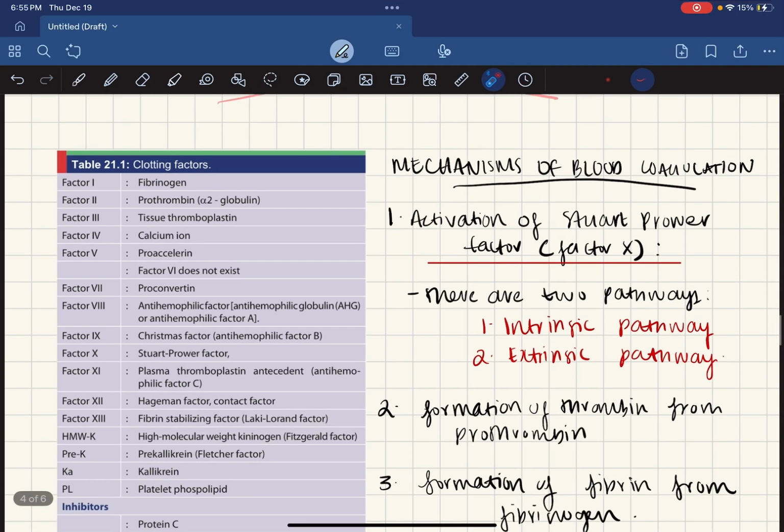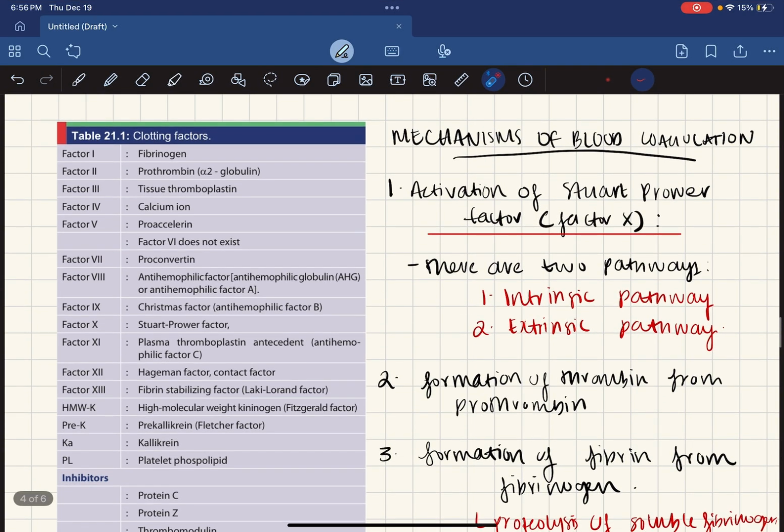Before that, we need to know about the clotting factors. There are 13 clotting factors, but factor 6 does not exist. Other than that, all the other factors are there from 1 to 13.